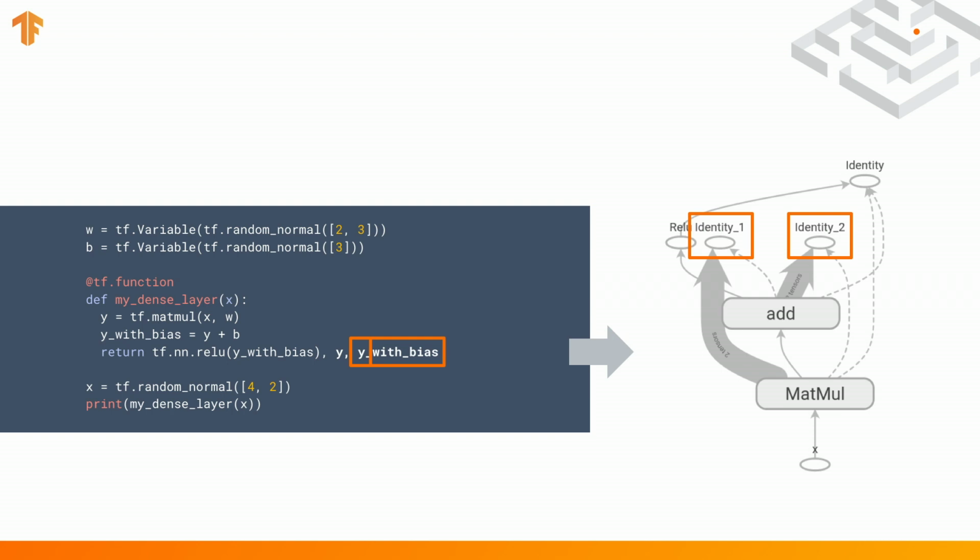So here's an example. As we mentioned before, you can append variables to the return list of the tf function to access intermediate tensors. And in this graph being visualized by TensorBoard, you can see two extra identity nodes that correspond to the added return values. That's because TF2 currently uses identity nodes to mark the return values of TF functions.